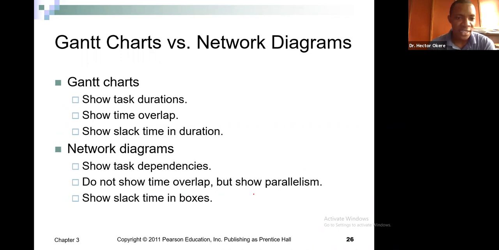So the Gantt chart shows you task durations, the time overlap, and your slack time. Slack time means you have extra time. But if you don't have extra time, it means you are on critical time. Critical time means you cannot make any delay. You are at the extreme time. No time for wasting, that is critical time. But if you have time to waste because you are fast, then you have slack time. Network diagram, I've also explained this.